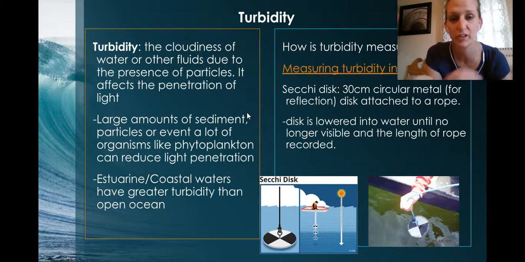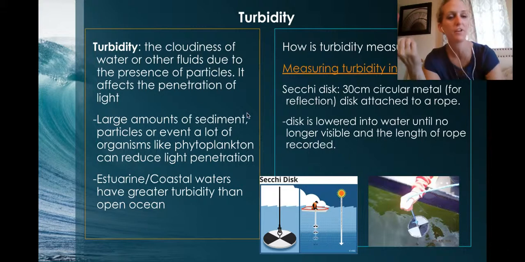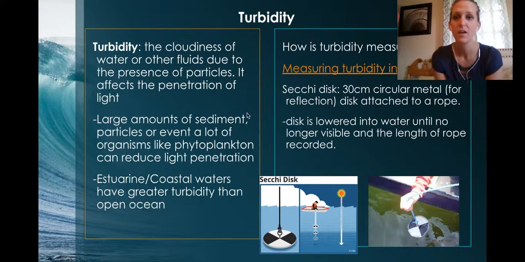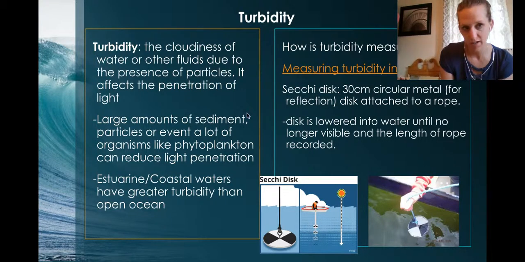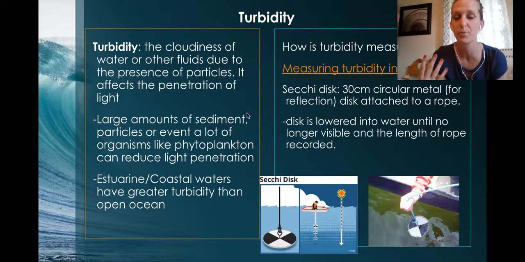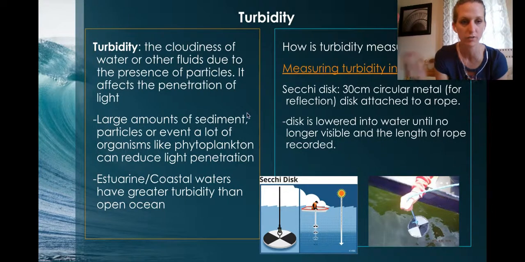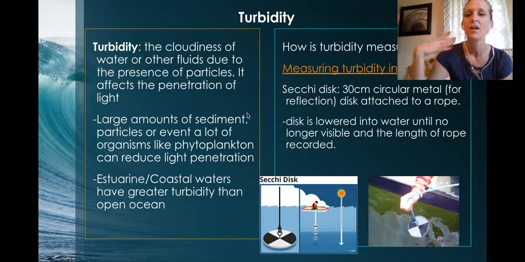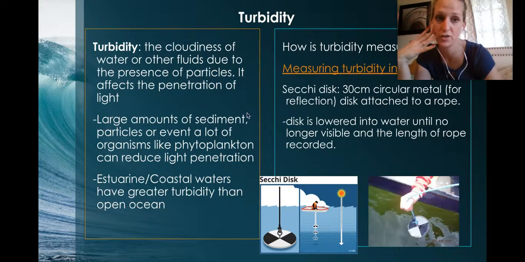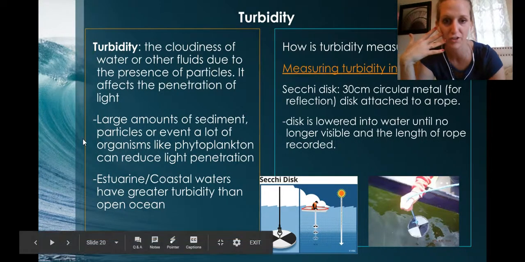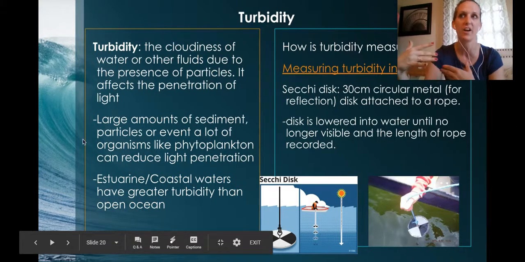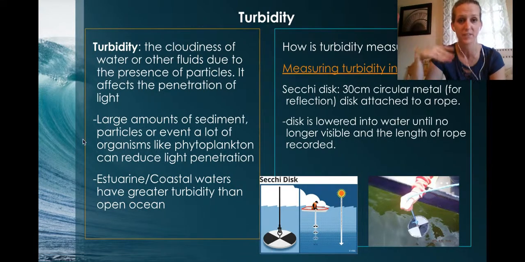Okay, turbidity. It's the cloudiness of water or the amount of particulates that are inside of the water. It's going to affect the light penetration because it's going to scatter the light. Large amounts of sediments and particles can reduce light penetration. Estuaries are pretty turbid because you're going to have water input from freshwater sources, and you're also going to have water input from your inlet, where the ocean is going to meet. They have a way greater turbidity than the open ocean. Plus, people take boats out in coastal and estuarine waters, so there's a lot of human interaction and stirring up, as well as runoff from land.